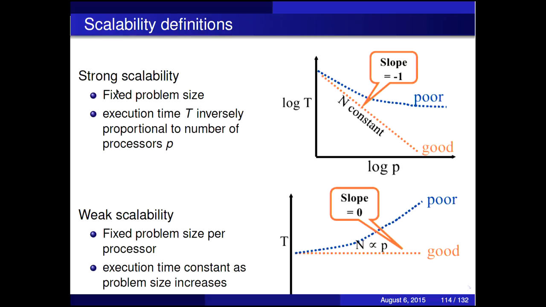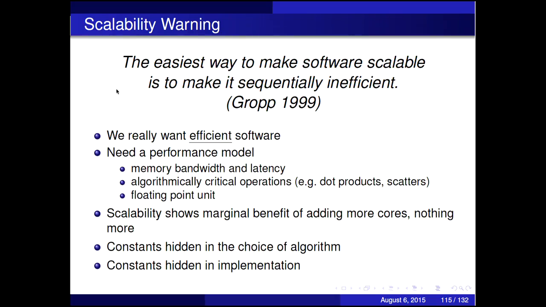There's a couple of definitions here, which you should be familiar with already: strong scalability and weak scalability. Depending on the problem you're solving, you may be optimizing for one or the other. Both are completely reasonable things to want to optimize for, depending on your situation. There's this great quote from Bill Gropp: the easiest way to make software scalable is to make it sequentially inefficient. We don't want to do that. What we want is code that's sequentially efficient and also scales really well.